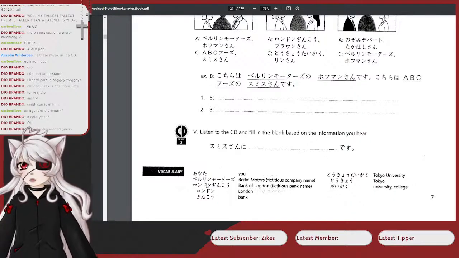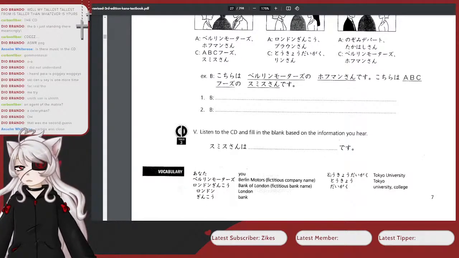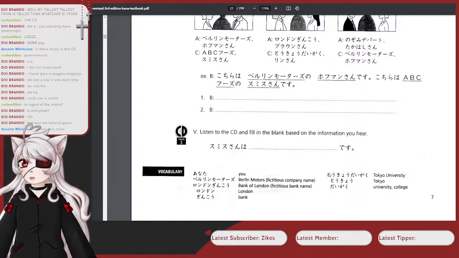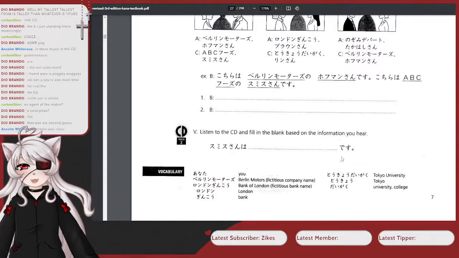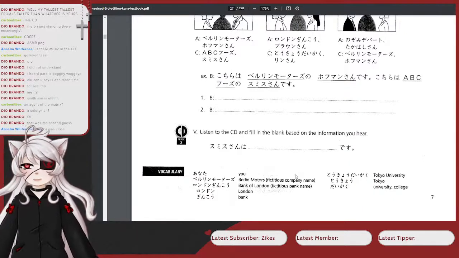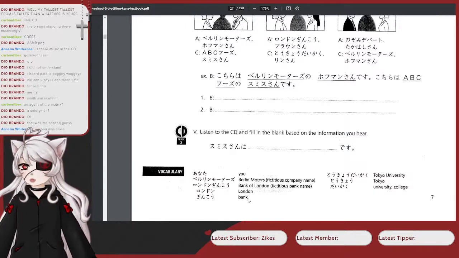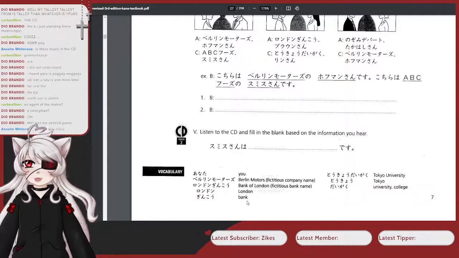Maybe I'll try and put all these little vocabulary sections somewhere so people can write them down as notes. Problem was close. Is a lawyer an agent of the Matrix? I don't know. I don't know about that.